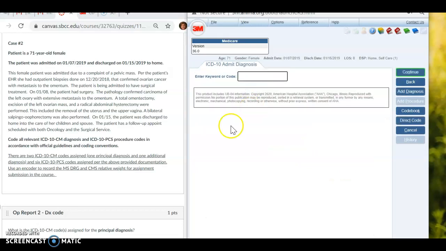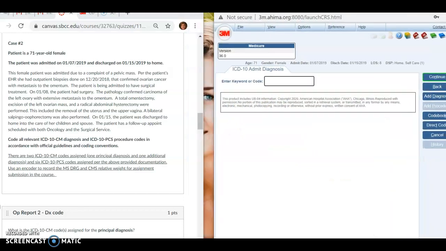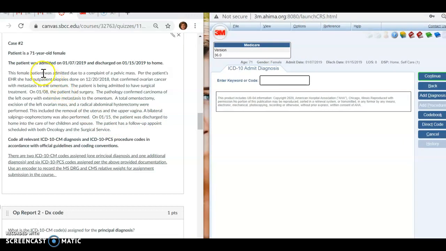And here it does state to home. Okay, so let's go ahead and check out to see what we have. They came in with the pelvic mass per patient's ER outpatient biopsies. Now this was done before, so we aren't coding these. These were done on 12/2018.